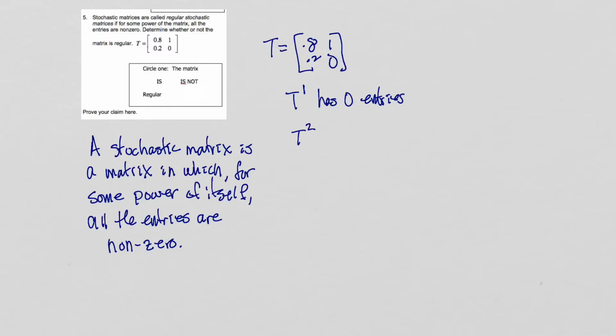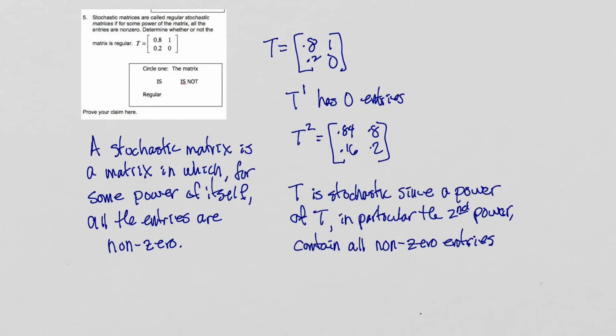So I put T into my calculator and I squared it. And when I squared that, here's what I got. Down the columns I got 0.84, 0.16, and then 0.8, 0.2. Now, in T squared, some power of T, we have all non-zero entries. So we're going to conclude that T is stochastic.